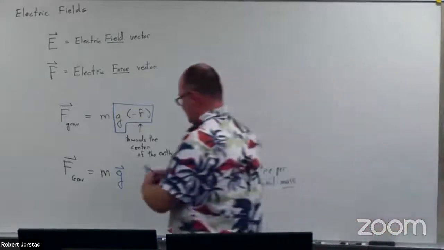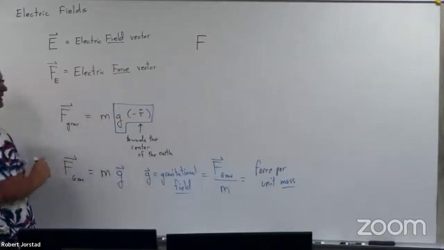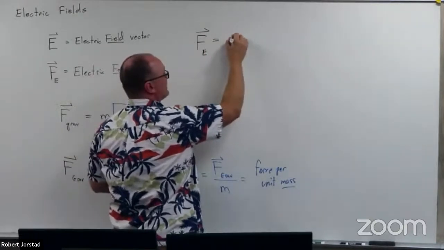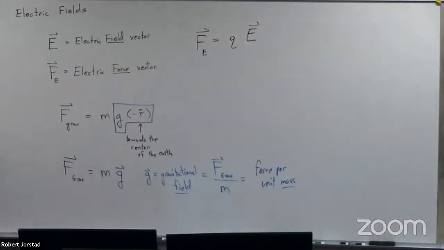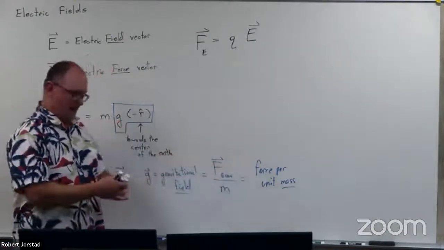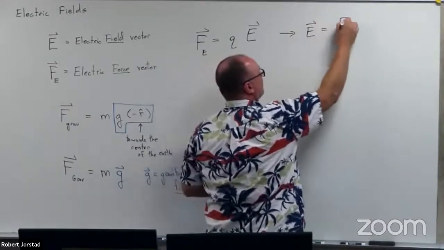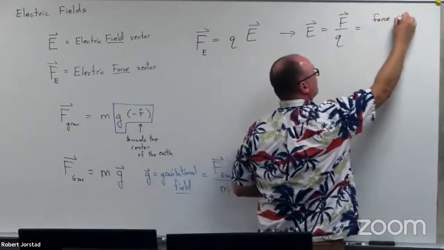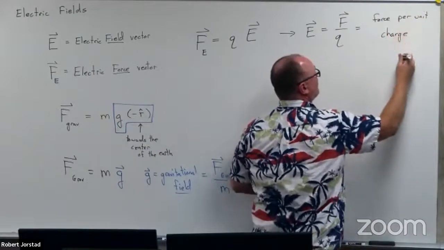Well, take a guess. It turns out the electric force, and maybe we'll put a subscript E on here for an electric force, is equal to some amount of charge times the electric field. And so just like the gravitational field is the force per unit mass, we see that the electric field can be thought of as the force per unit charge. It's a little bit trickier, however.